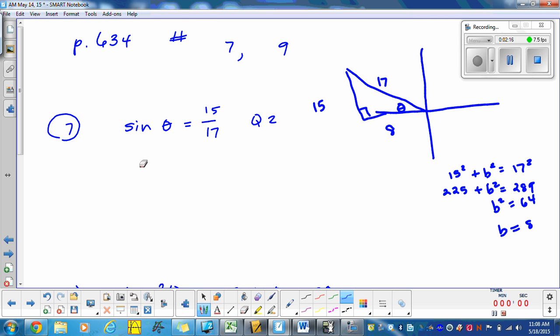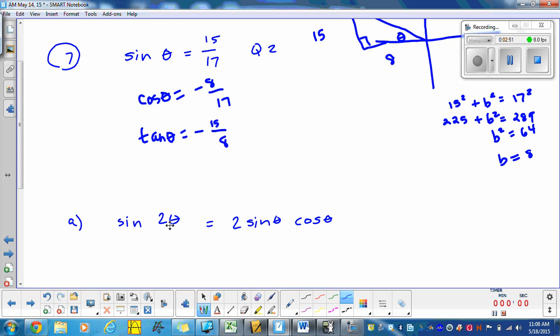So from this, I can determine that the cosine of theta is going to be 8 over 17. And the thing about this one is that since it's in quadrant 2, the only thing that's positive is sine. And the tangent of theta is going to be opposite over adjacent, so that's 15/8, and that is also going to be negative. So now, in problem 7, they give us the formula from page 634. This is not on your index card. You should put it on your index card.